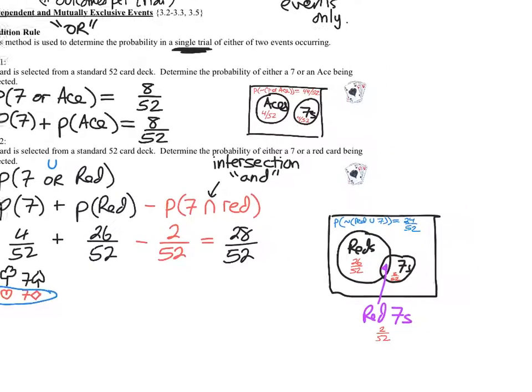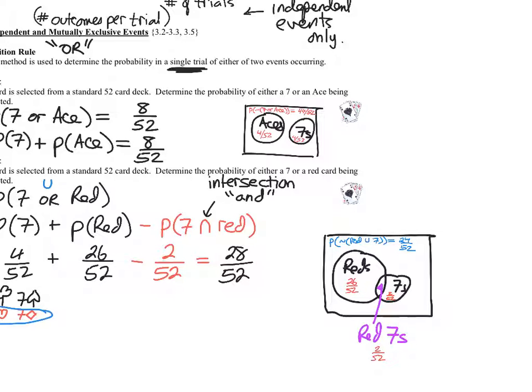Now, there are names for these. The first case is known as a mutually exclusive situation. Mutually exclusive. Also known as disjoint. All right, there's no connection between the two sets.